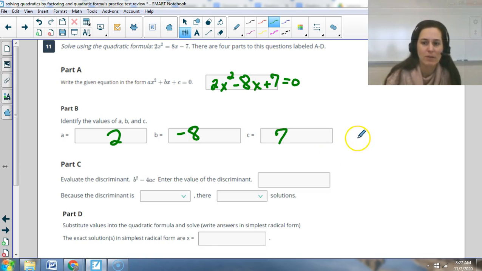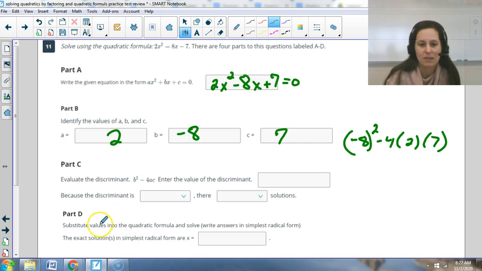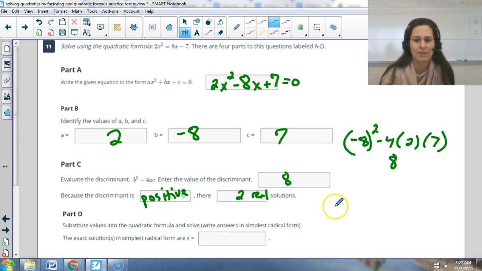If your signs are switched, because this was switched, that's okay. Your final answer should be the same anyway. So let's go ahead and solve the discriminant. So we have b squared minus 4 times a times c. So we have 64 minus 56, which would give us 8. And then because the discriminant is positive, that means there are 2 real solutions. And then we just have to solve for it.